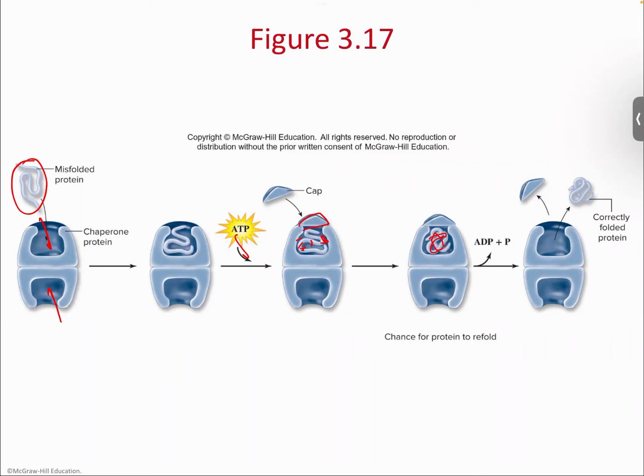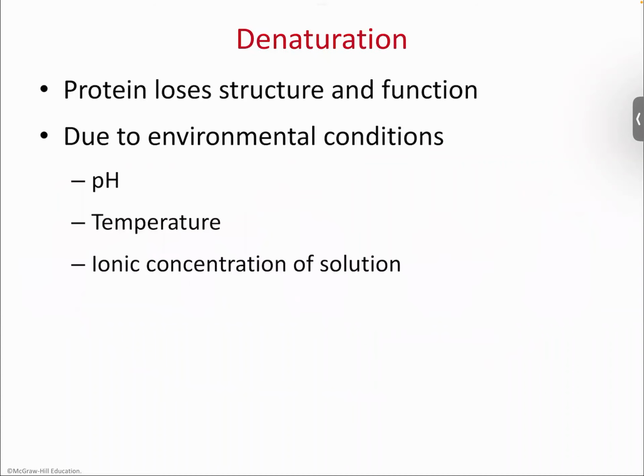And then once it does that, it'll uncap itself and it'll release the correctly folded protein. And then, of course, what can it do? It can basically go back and grab another misfolded protein and get it folded up again. And so these chaperones are really critical in making sure that these proteins are getting folded appropriately.